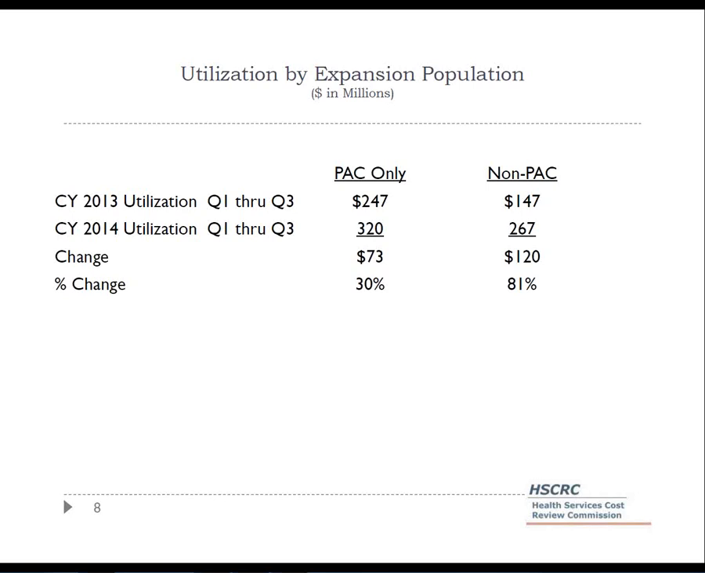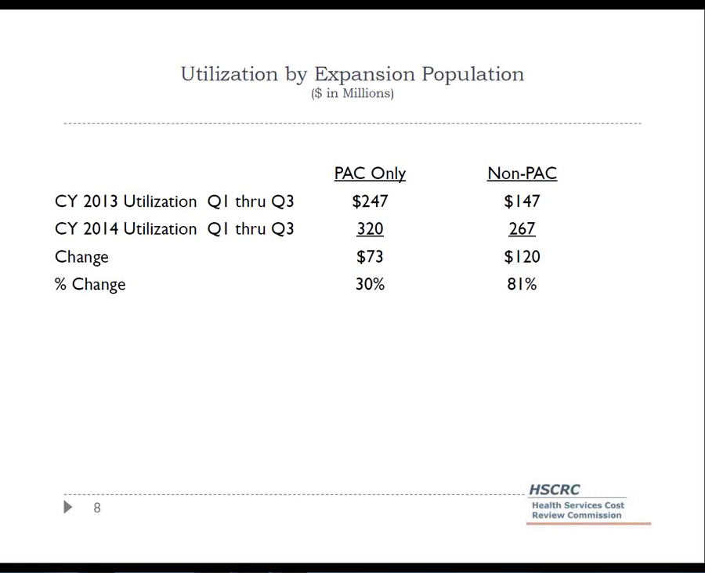They asked, what was their utilization of hospitals in 2013, whoever their payer? We just wanted to understand the utilization by that group of people. The non-PAC group was about 100,000, and the PAC group was about 100,000 people. So the non-PAC, those 100,000 people who enrolled in the first quarter of 2014 in the expansion, used 147 million of hospital services in the first 3 quarters of calendar year 2013. All payers.